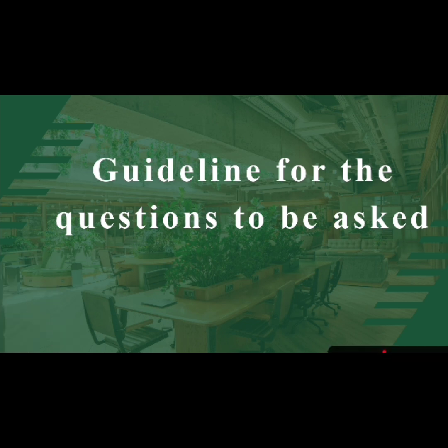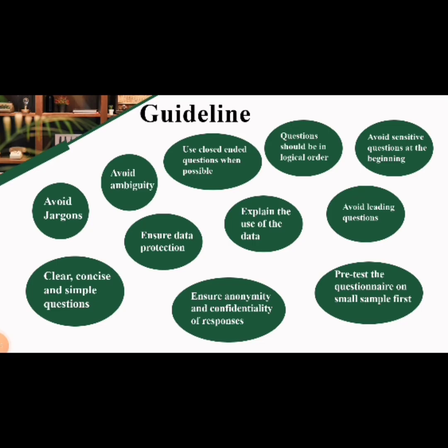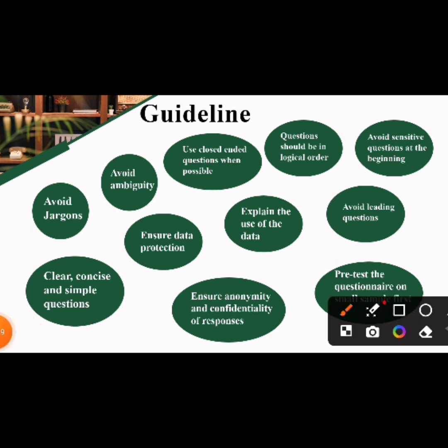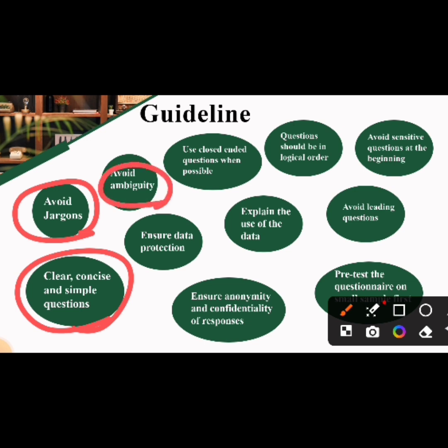So now let's move towards the guidelines for the questions to be asked. How the questions need to be in your questionnaire. First of all, clear and concise questions should be there. Clear, concise and simple questions which don't confuse the respondent, which do not create any doubts or confusion in the minds of respondents. Avoid jargon, means you have to avoid any technical words and technical language in your questionnaire. Avoid ambiguity, that means any complication, any complex questions, complex words you have to avoid.